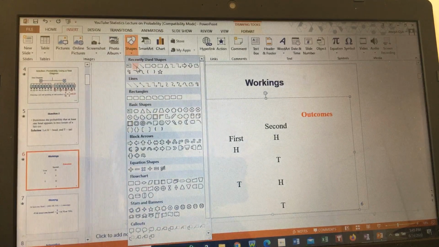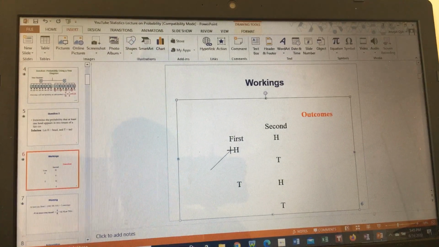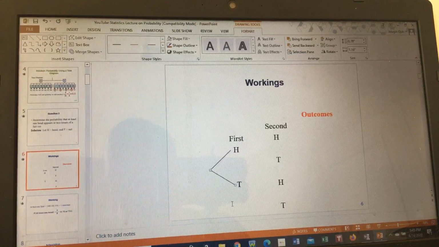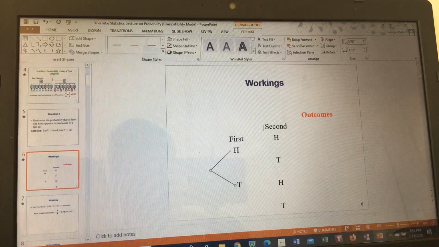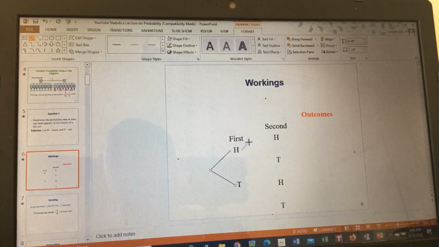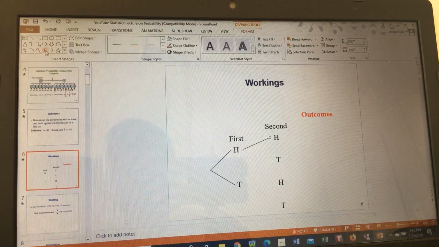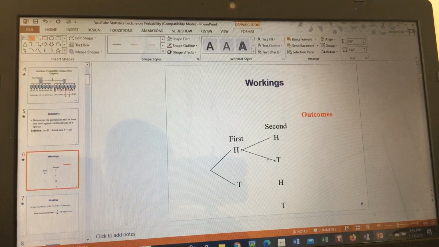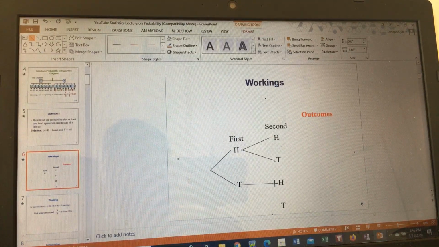The first toss can be a head showing up, or a tail showing up. Okay? And from here, this is the second toss. That means it can be a head showing up, or a tail showing up. The same thing applies on this side, a head showing up or a tail showing up.